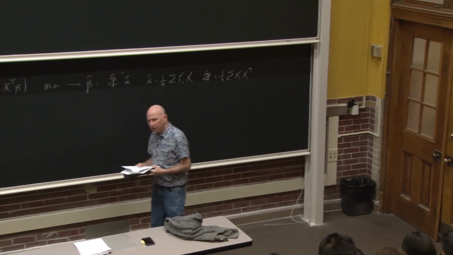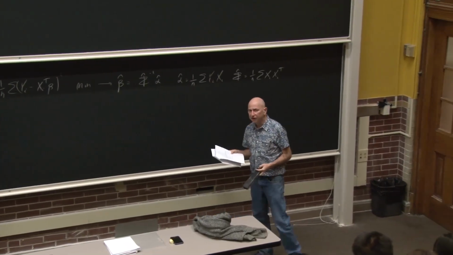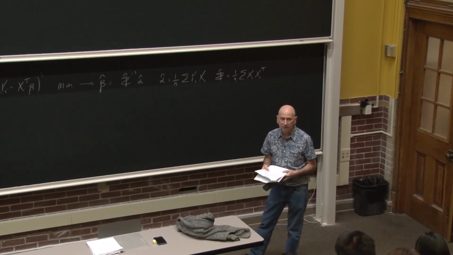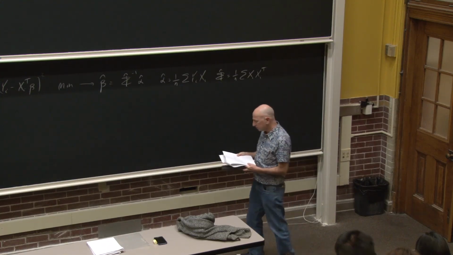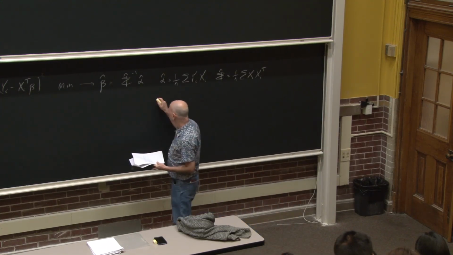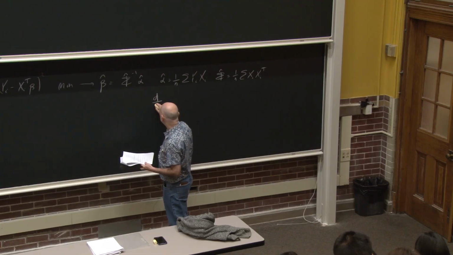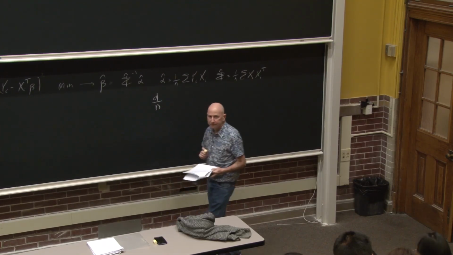The proofs only use the tools that we've discussed so far in concentration and measure. I didn't put them in because they're very long, but I did put the references if you're interested in looking at them. But the important thing to notice is that the error is of order d over n.